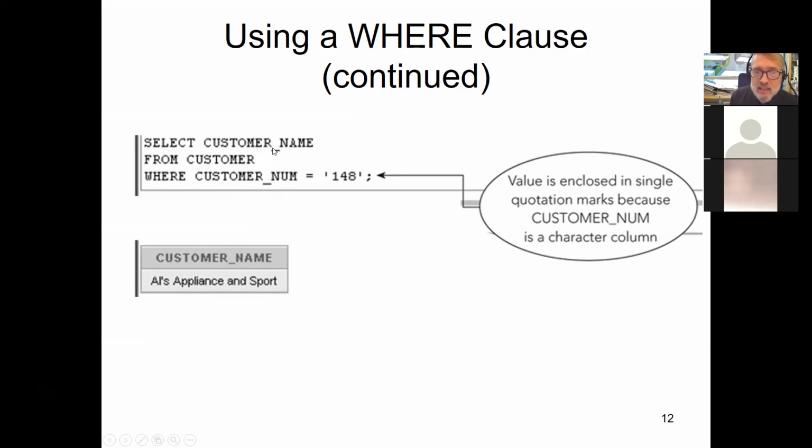So here we're only going to get the customer name, and we're only going to get the customer name when the customer number is 148. And so this gives us a very small result. Now remember, all the results are going to be in a table, but this is a very small table. A table can just have one value in it, one column and one row.